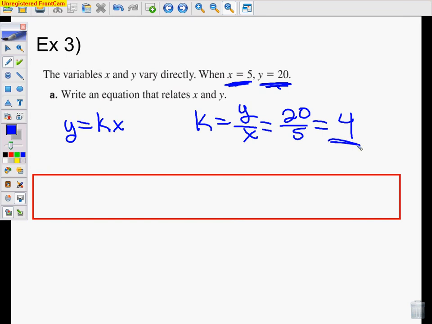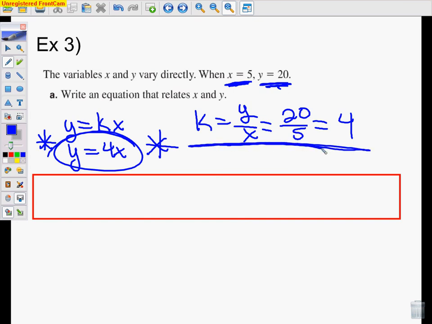So we take that 4 and we just plug it in over here for k. So y equals 4x. This is our formula. All right, you found out what k is by plugging it in. And then we use that value for k and we plug it into y equals kx. Once again, the reason why we don't plug in 20 and 5 in these two positions is because 20 and 5 are what? Examples of one x and y. That's just one x and y that might work.